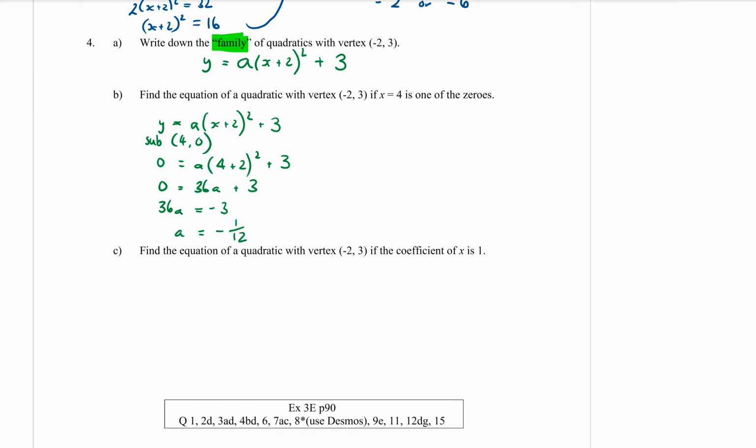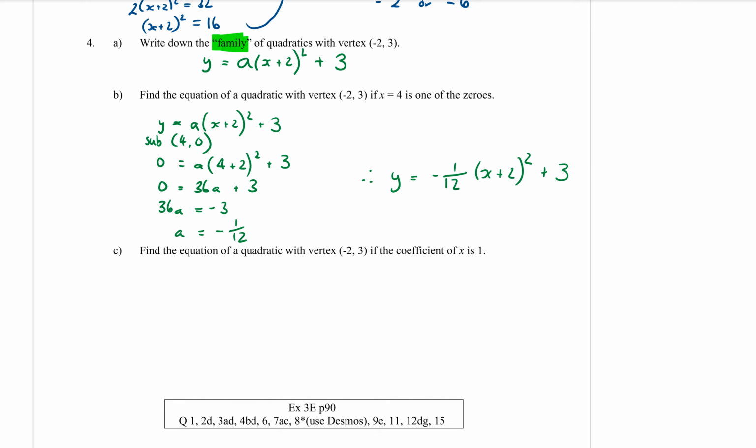All right? The goal was to find the equation of the quadratic, not just a. So I want you to then write the full equation out again, putting the correct value of a in there. So over on the side here, we can go, therefore, y is going to be equal to -1/12 (x plus 2) in brackets squared plus 3.